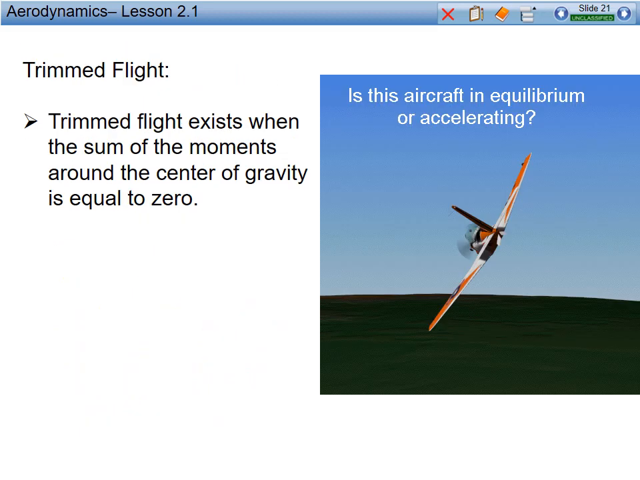Trimmed flight exists when the sum of all moments around the center of gravity is equal to 0. In a constant angle of bank turn, the aircraft is in trimmed flight, but not in equilibrium.